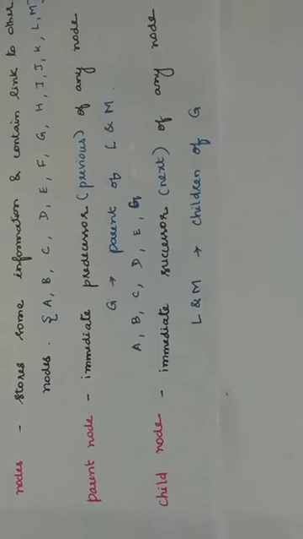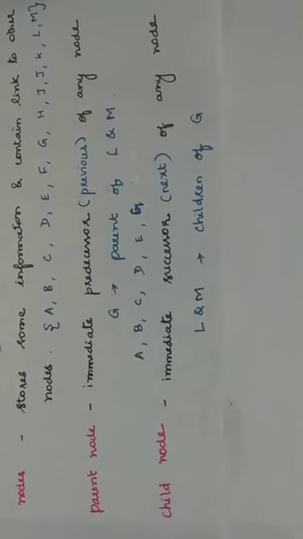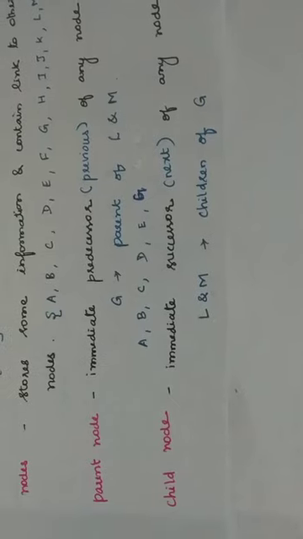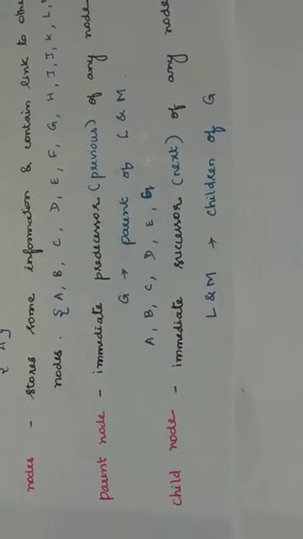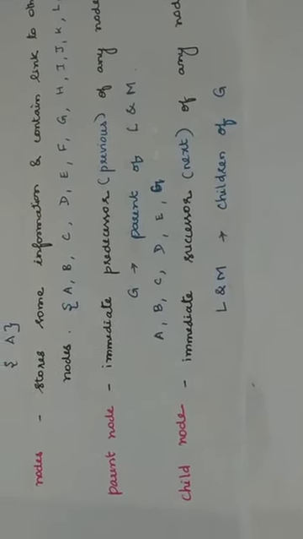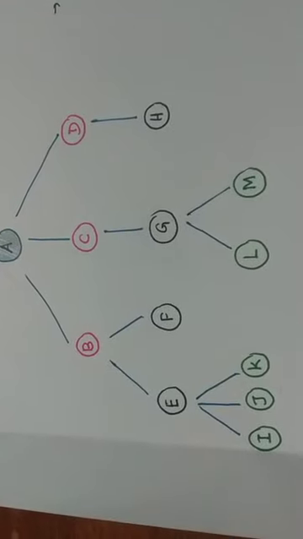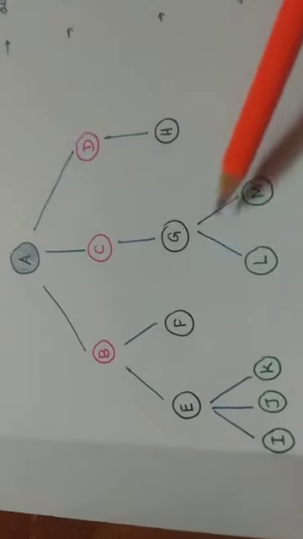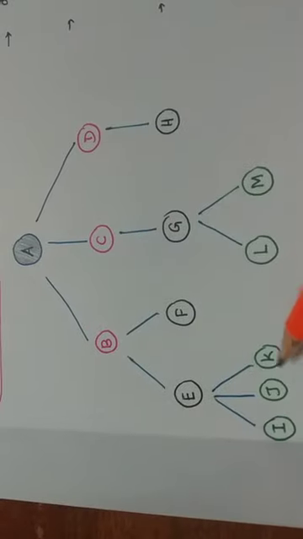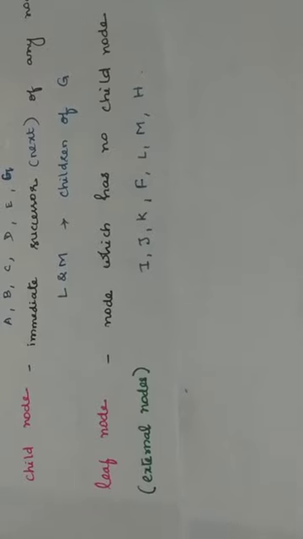A child node is an immediate successor of any node, that is, whatever follows from the node to the next level is called our child node. Here in this example tree, L and M are children of G, and I, J, K are children of E.